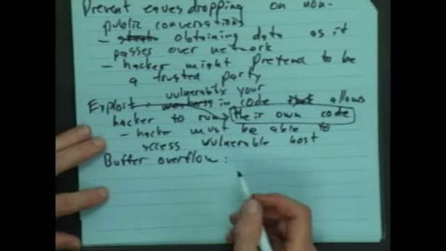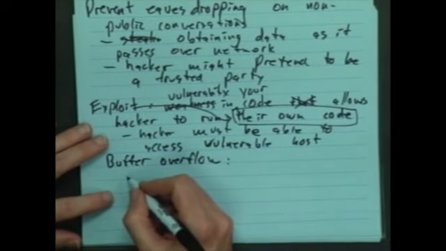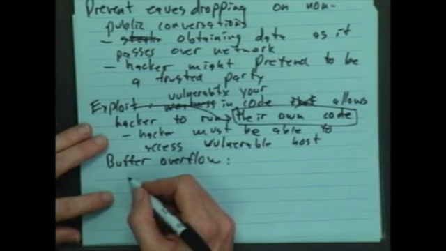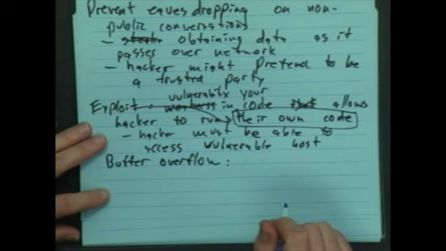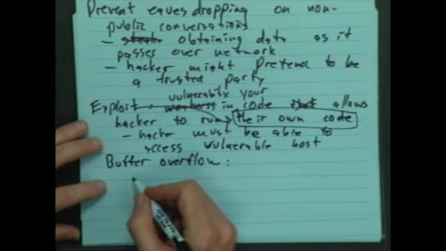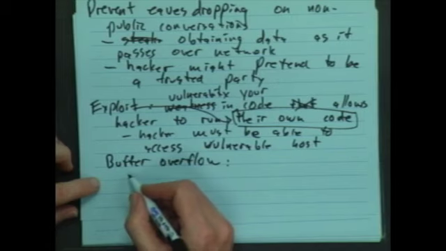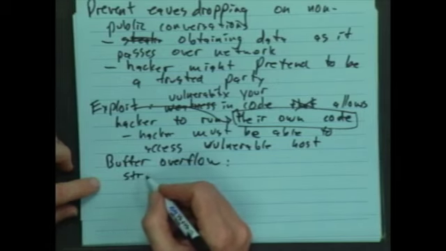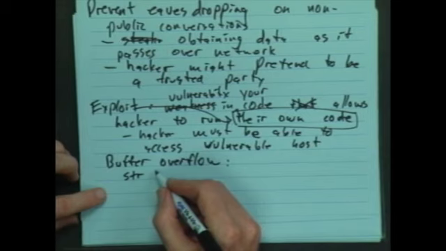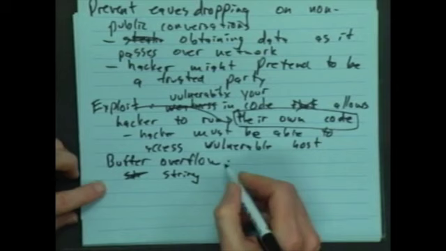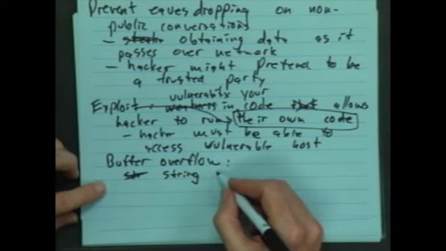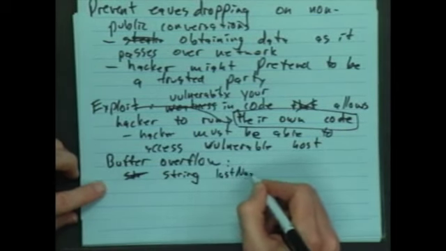The way a buffer overflow works is in your code you declare variables, right? What do you guys do, C++? I need to declare a string variable that's going to hold someone's last name. How would I declare that? string, space, lastName, all one word. It's spelled out, the whole word string.